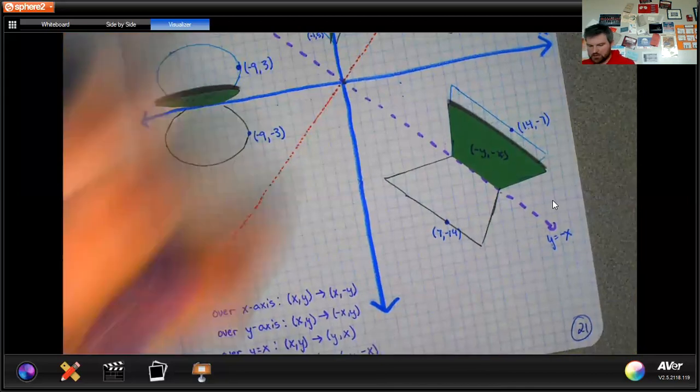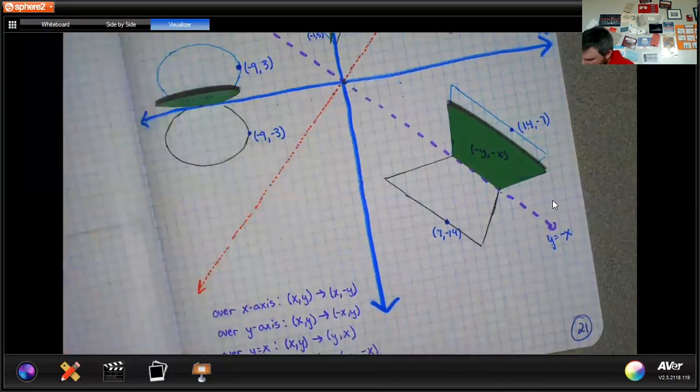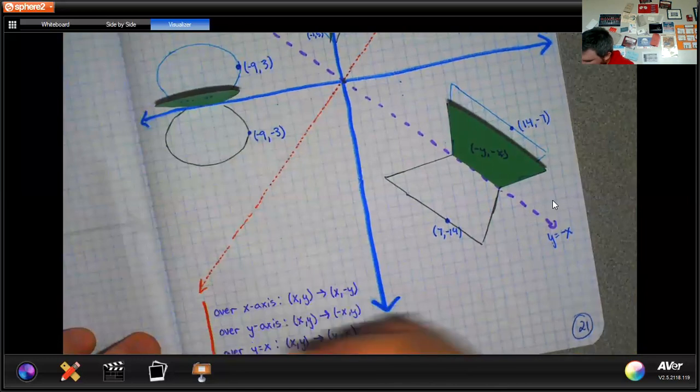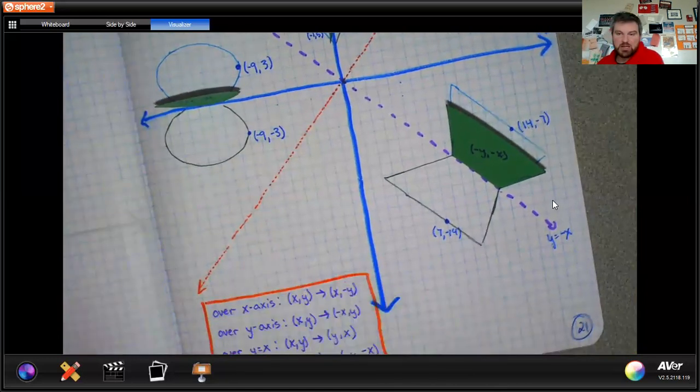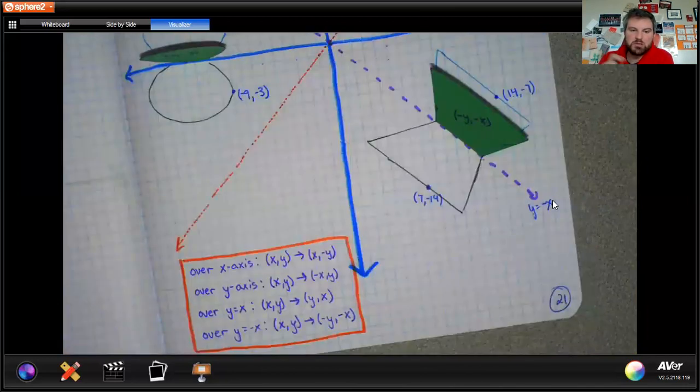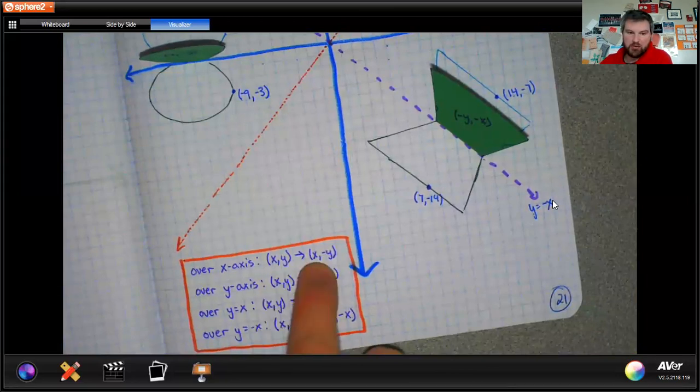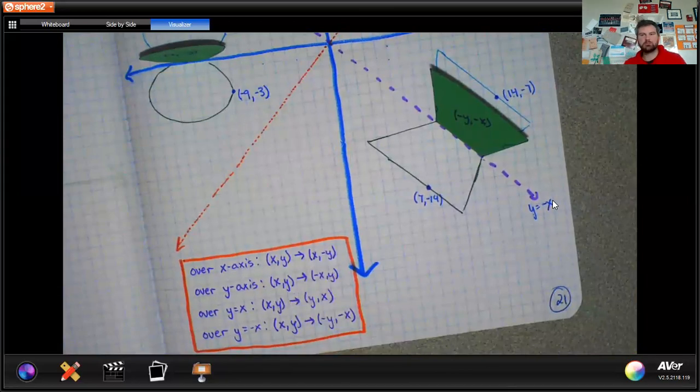Okay, and these will be important for you to know. Okay, they will be on the test. It may be as simple as, what's the formula for a reflection over the x-axis? And you just have to write in that formula just like it is.